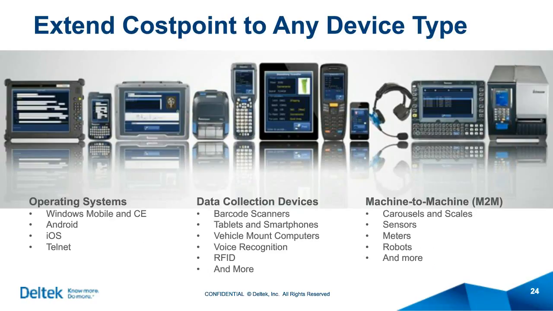I mentioned the ability to use any device, and so really we're talking about any type of operating system. I've listed them on the left-hand side. And the different devices that we can use are, again, scanners, smartphones, tablets, and even machine to machine. We also connect back to scales and carousels and robotics and many, many more things. So really we've extended the Costpoint functionality back to any of those devices so that people can perform their jobs quicker and more accurately.